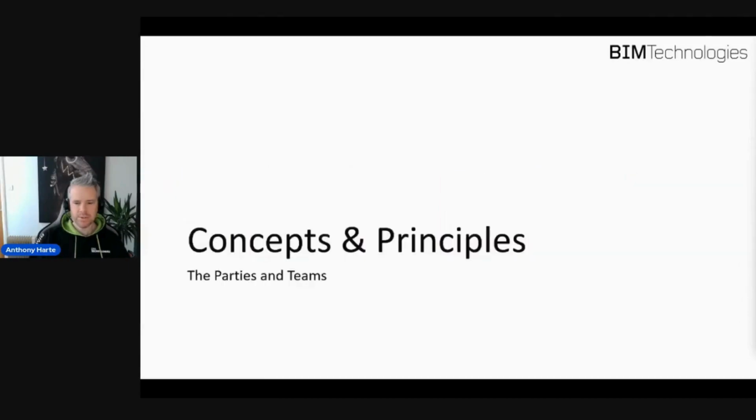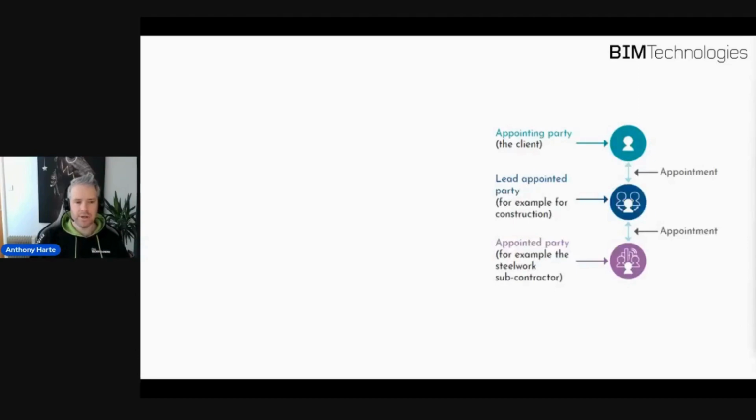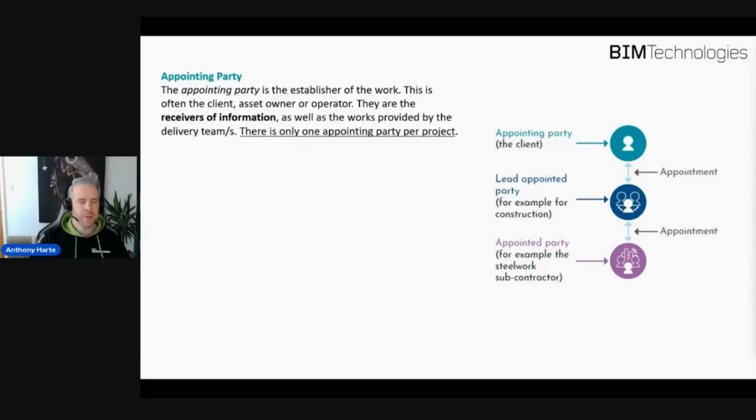So the basic concept and principles of the ISO refers to parties and teams. It is quite a dry subject, and in order to pick it up, there are a lot of different terminologies within it. And the main items are lead appointed party, appointing party, and appointed party. And these are real tongue twisters. In basic, simple terms, an appointing party is the client, and you would only have one of these per project. And they are the receivers of information. They've commissioned the team and they receive the information.